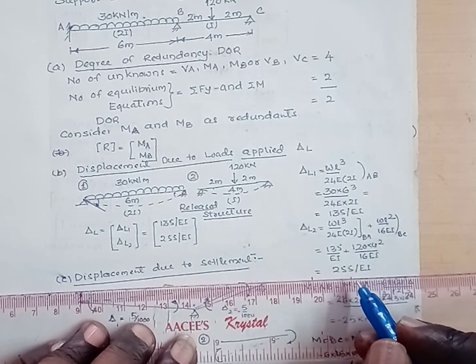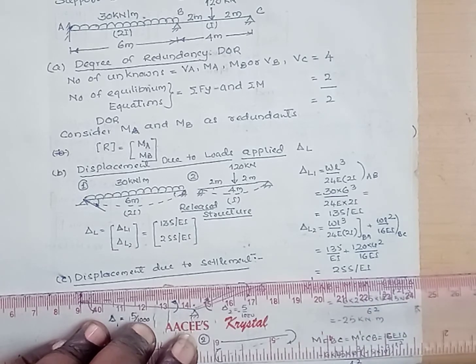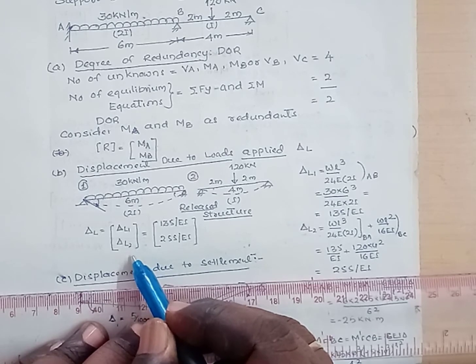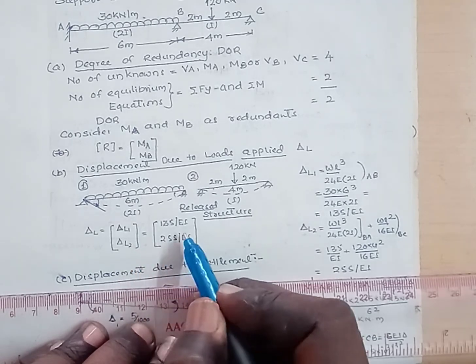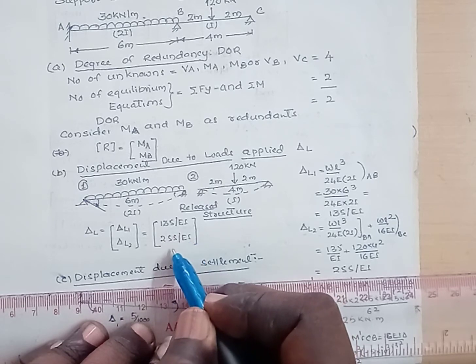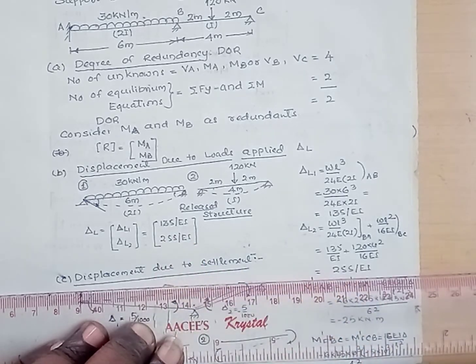Then the third step is, after knowing the values of the displacements due to the loads, we can write the displacement matrix or displacement vector. Delta L1, delta L2 are the elements, that equals 135 by EI at coordinate 1, and at coordinate 2, 255 by EI.